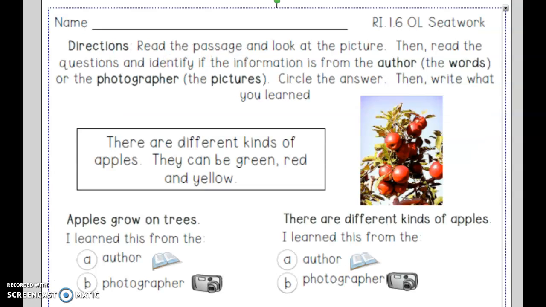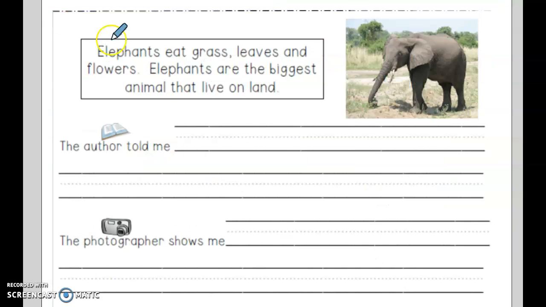Today, you are going to do another practice. So just like the previous 2 days, you are going to read the passage, look at the photograph, and answer the questions. This one says there are different kinds of apples. They can be green, red, and yellow. And then you're going to read the 2 questions, and you are going to determine, did the author give me that information or the photographer?